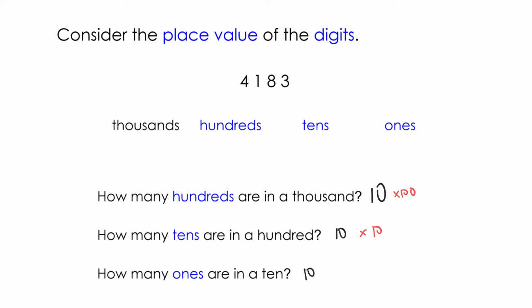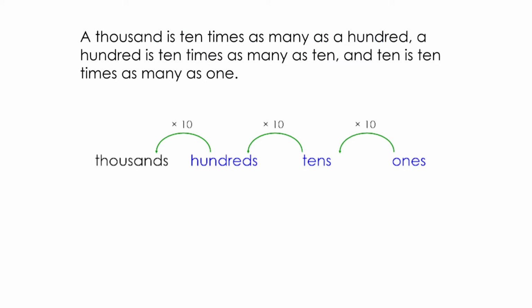You're multiplying the hundreds by 10 to get to 1,000. You're multiplying 10 by 10 to get to 100. And you're multiplying 10 by 1 to have 10. Okay. And pretty much what I just said, 1,000 is 10 times as many as 100. 100 is 10 times as many as 10. And 10 is 10 times as many as 1.